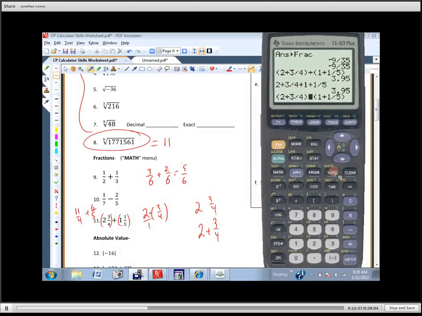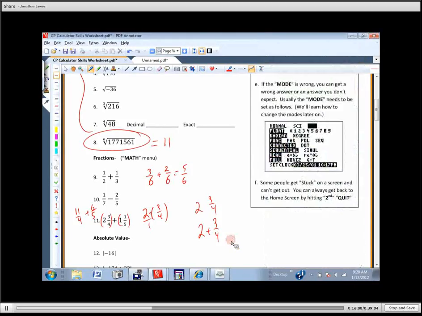But if I did this, if I subtracted them with parentheses, there's the answer. And if I did the same thing, but I got rid of the parentheses, is this going to give me the right answer? Let's check and see. It's not. Okay? All right. Any questions there? Okay. All right. Let's take a look at the next part.